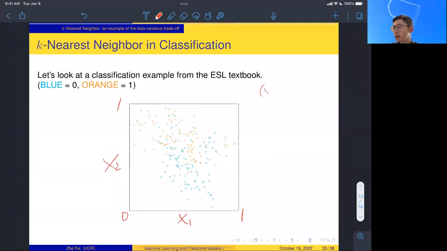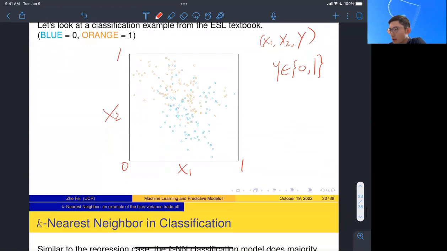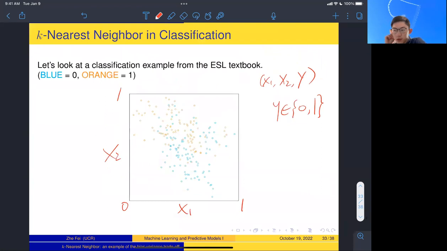To write this out as the data, essentially we have the triplet of x1, x2, and y. x1 and x2 take values between 0 and 1, and y takes the class label of either 0 or 1. So this is the data structure here. First, intuitively, we could see some sort of separation between blue and orange. That means potentially we could use x1 and x2 to predict the class label. If the two colors were entirely randomly mixed, then x1 and x2 would not be informative for us to do the classification.